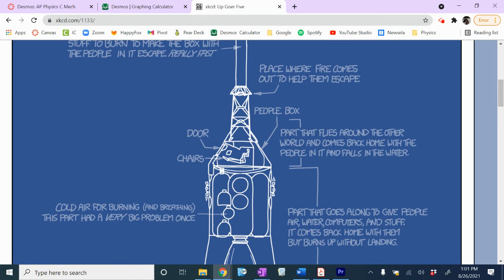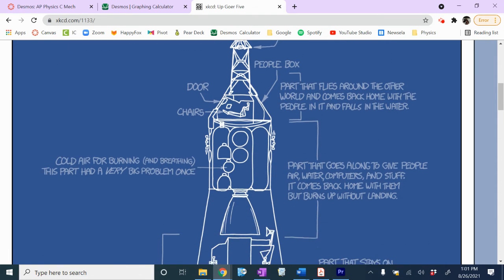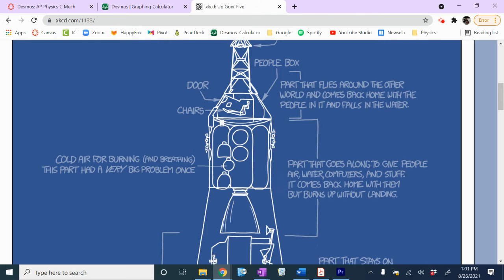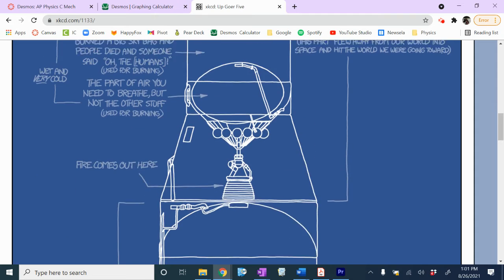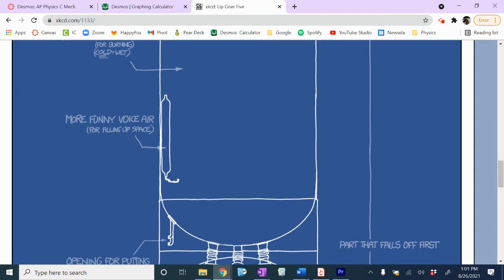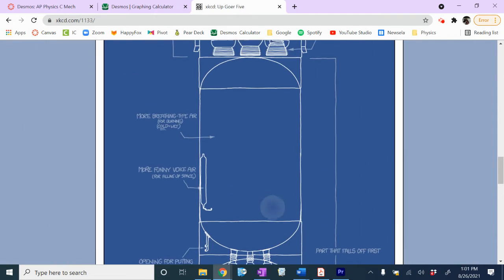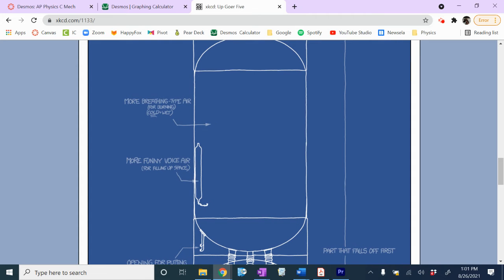You see the people box, the door, the chairs, the part that flies around in the other world and comes back home with the people in it, and then it falls into water. The cold air for burning and breathing. That part had a very big problem once. And then down here, you can see we've got storage for more breathing type air for burning, cold and wet. And then there's more of the funny voice air for filling up space. What is funny voice air? Helium.